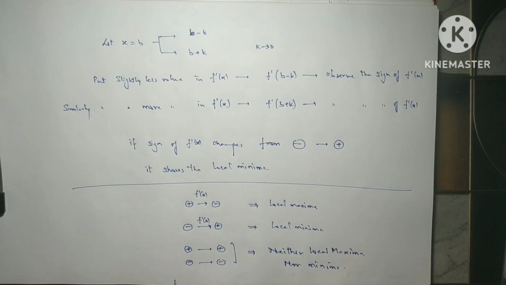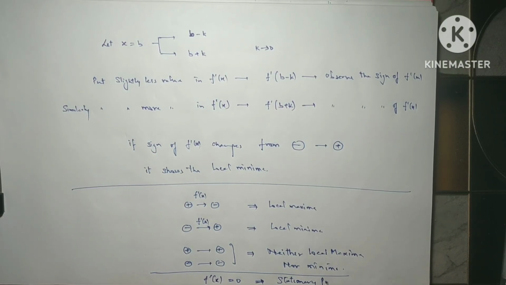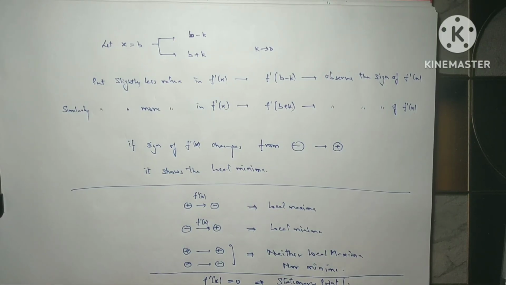And when we put f dash x equals to 0, then we collect the values of x, and these points are known as stationary points, or you can say turning points.